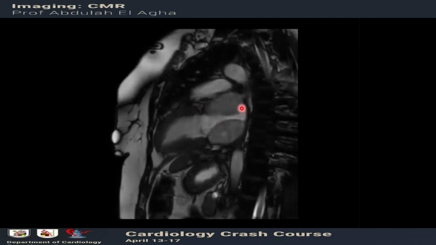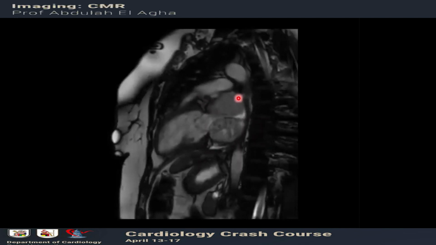This is what we have by TEE. And then it was referred for cardiac MRI to know the nature before going to surgery. What is the nature of this mass? And what do you think here? The first question: is it intracardiac or extracardiac?